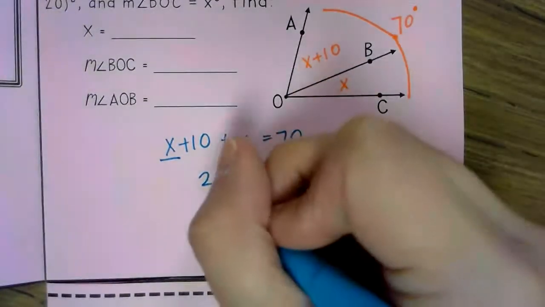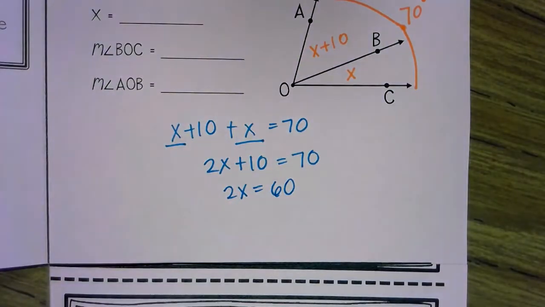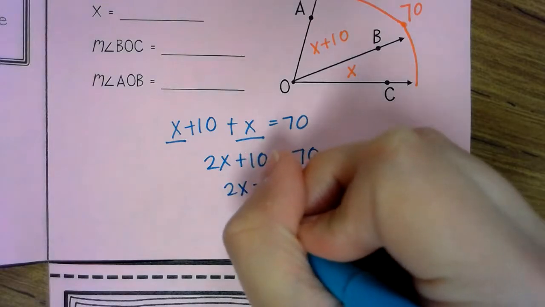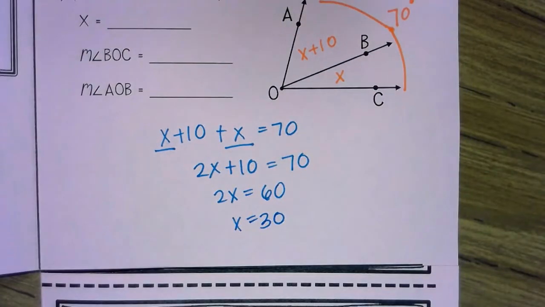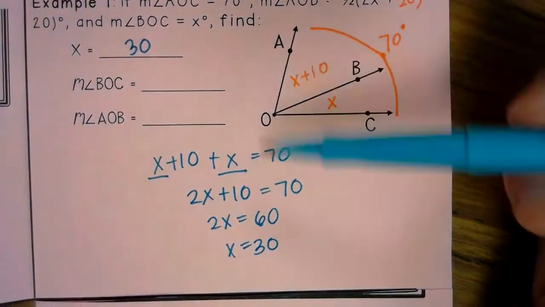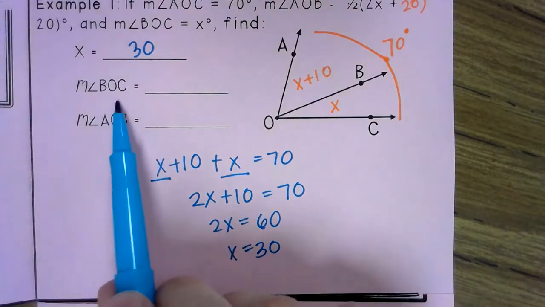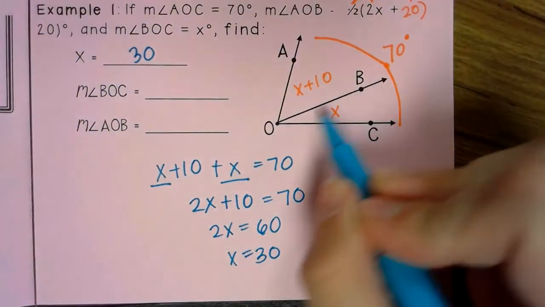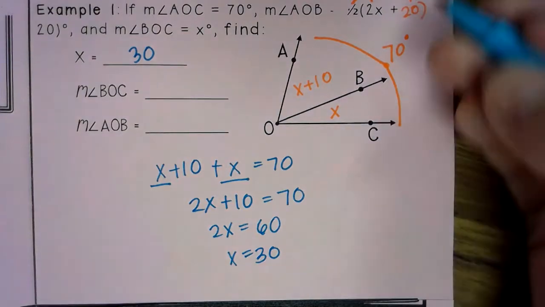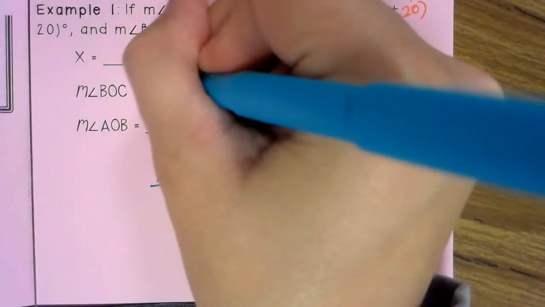I'm going to subtract the 10 over on both sides and divide by 2. So x equals 30. All right. I like this flip book because it clearly lays out what we're looking for. Next, it wants us to find the measure of angle BOC. So angle BOC is just equal to x. So if x is 30, angle BOC is 30 degrees.